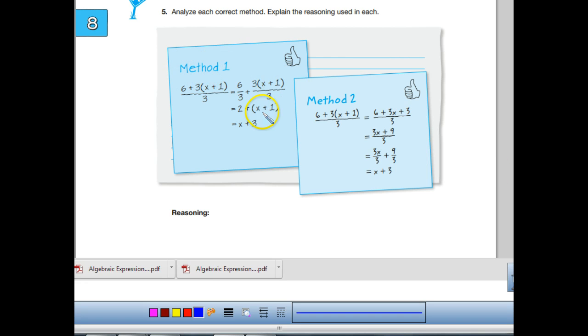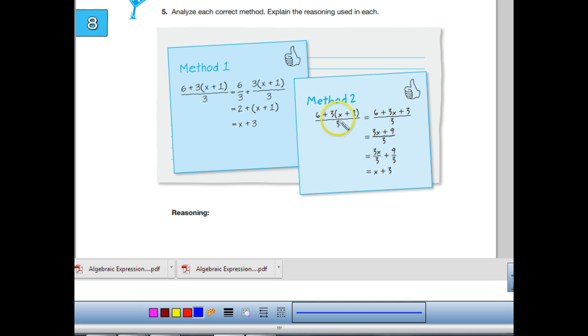Okay, so method 1 was pretty interesting, and we probably don't typically think about it this way. They took 6 and divided by 3, and then they kept this whole expression, 3 times the quantity x plus 1, without simplifying it first, and they divided by 3. Well, if I have 3 groups of x plus 1, and I'm dividing them into 3 equal groups, don't you agree that each of those groups would have x plus 1 in them? So that makes it a lot easier to simplify.